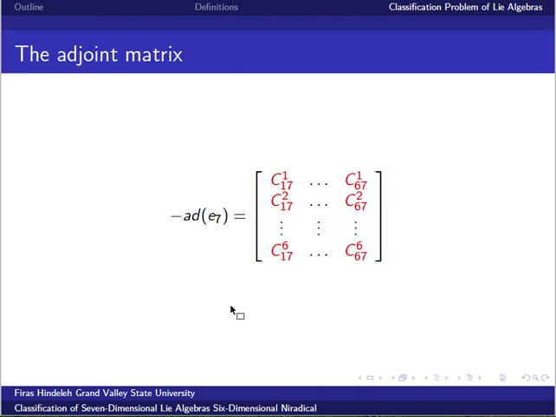So we put those 36 unknowns in one matrix, and we call this the adjoint matrix. This is kind of stripping down the problem and just looking at the DNA of the algebra. So if we can find those constants in this matrix, the 36 constants, we're good to go.